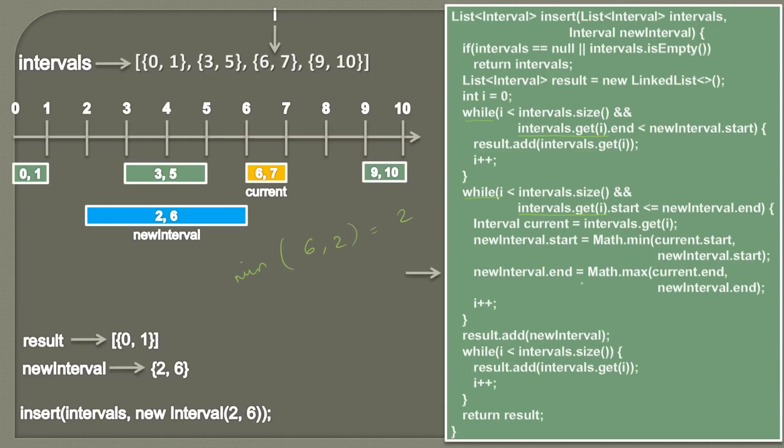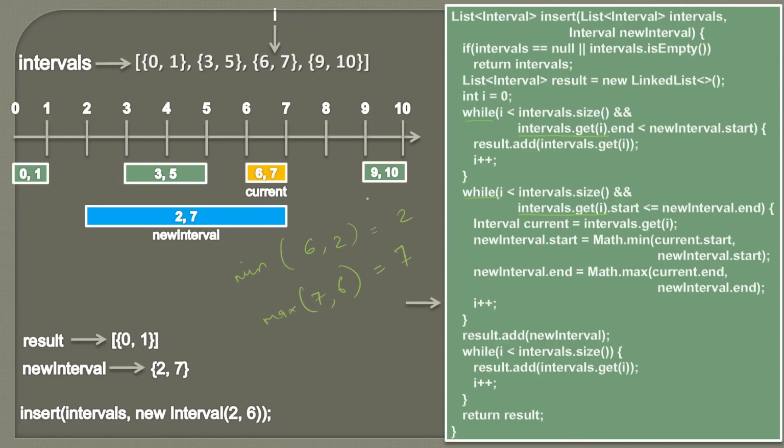Now new interval's end will become the max of current.end and new interval.end. So max of current.end, which is 7, and new interval.end, which is 6. So it will give 7. So here is the one critical step, that new interval.end will become 7 now, because after merging these two elements, the new interval will expand to 7 like this, that we have merged these two intervals.